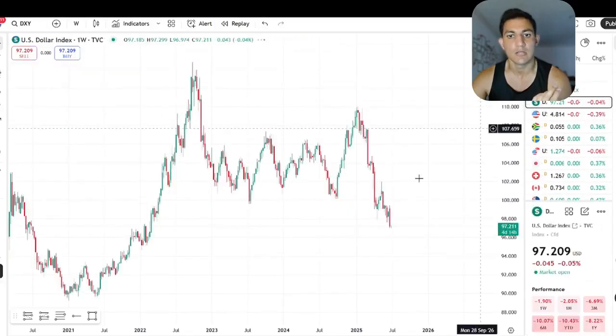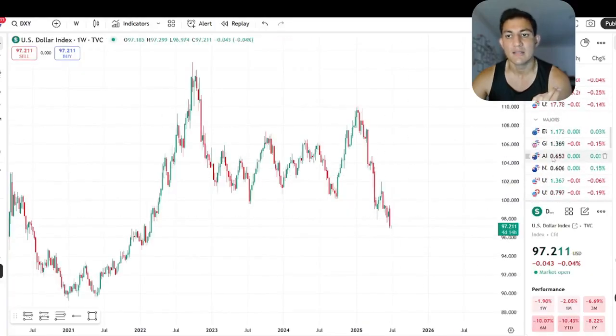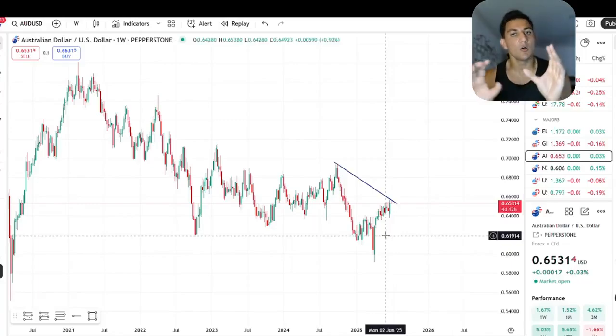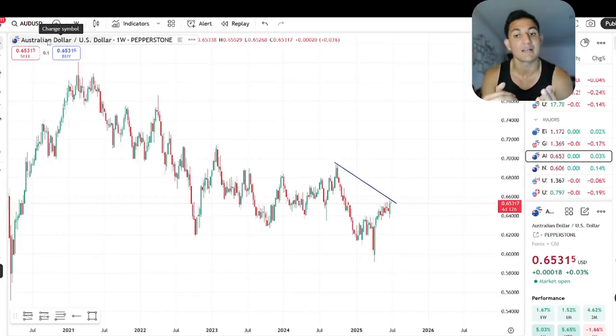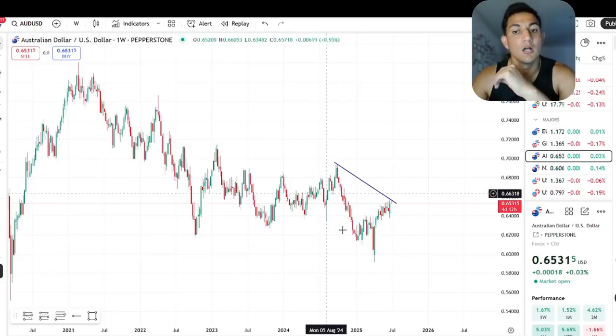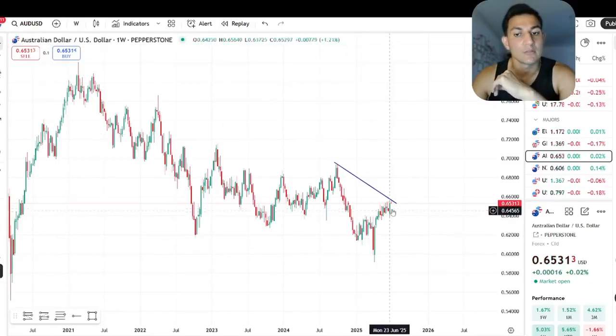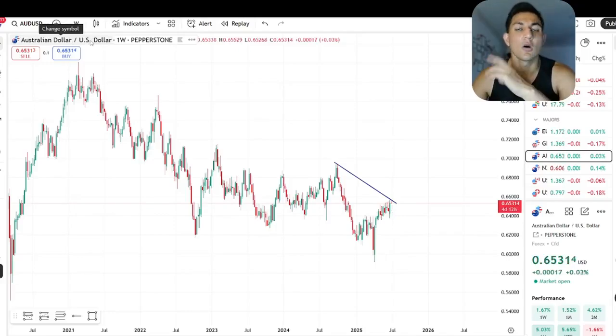Because the dollar, like we said, is dropping, what that means is that AUD USD, even though the Australian dollar itself, the actual country and its currency, is very weak and dropping massively, the dollar is a lot weaker, or at least relative to the Australian dollar. So AUD USD will be dragged up, right? Because both currencies are weak, but the US dollar is a bit weaker.